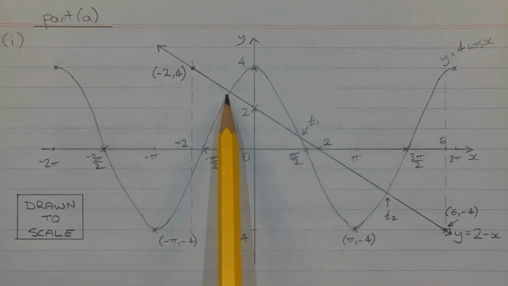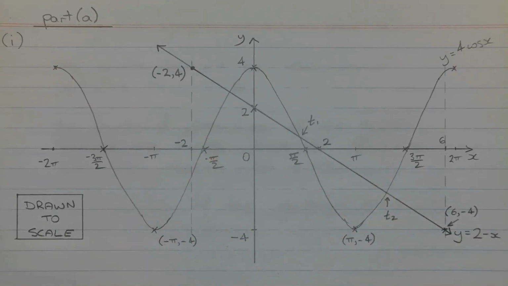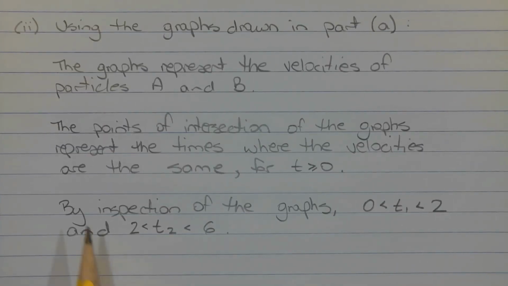We discount this point of intersection because we're only interested in values of time greater than or equal to 0. In other words, quadrants 1 and 4. So going back to our explanation, the points of intersection of the graphs represent the times where the velocities are the same for time t greater than or equal to 0. And by inspection of the graphs, the value of t1 is between 0 and 2, and the value of t2 is between 2 and 6.